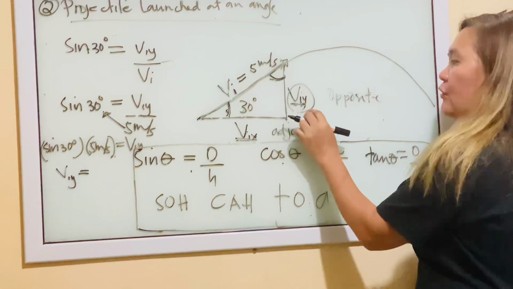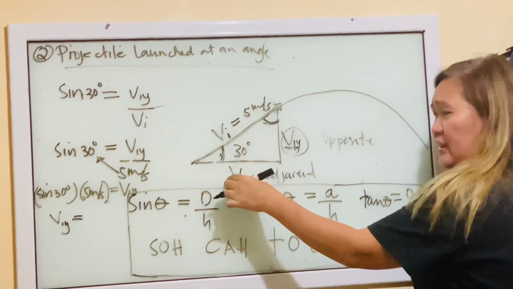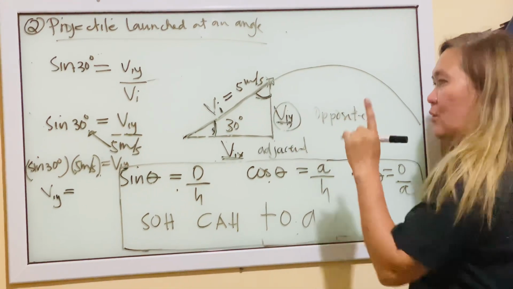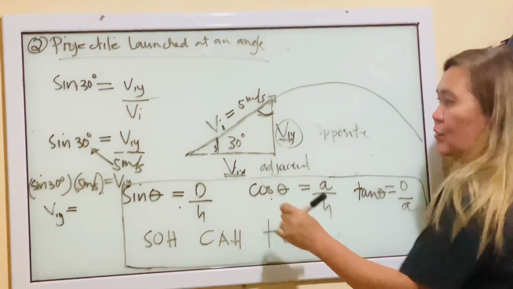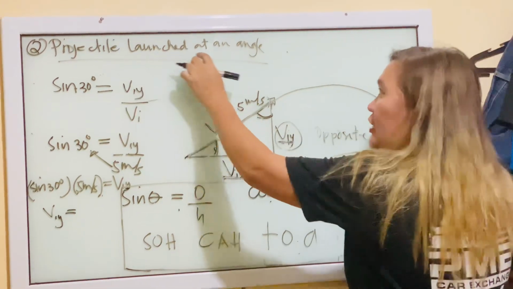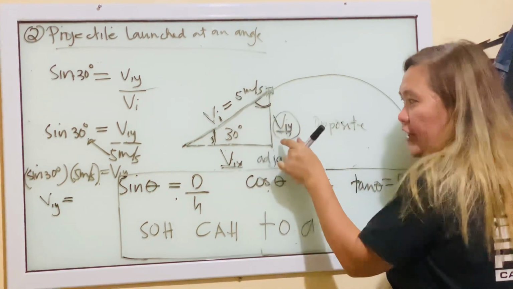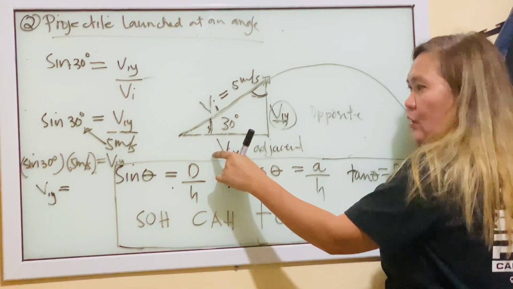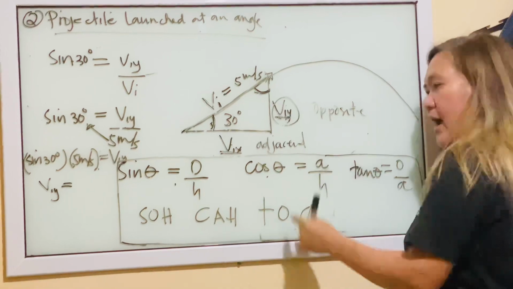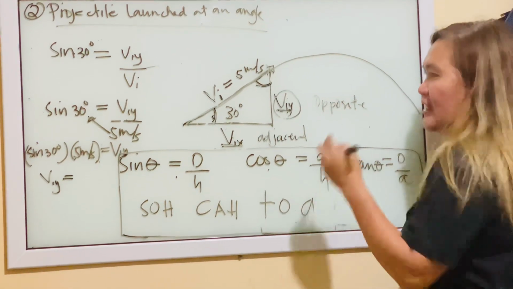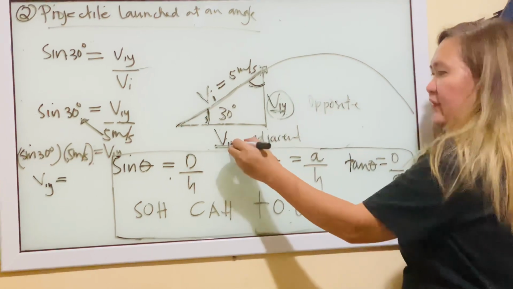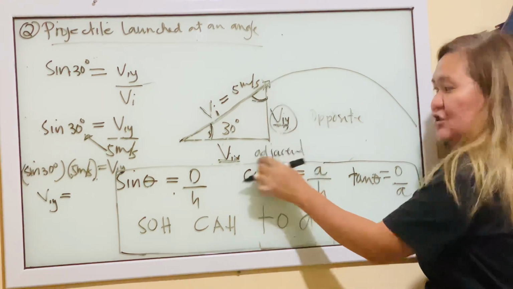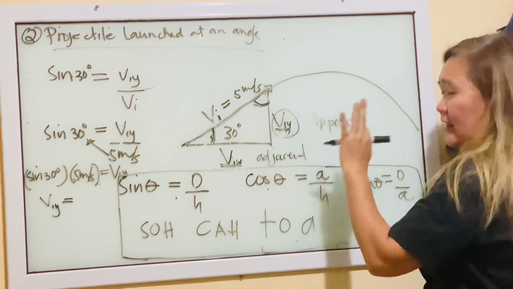Now, why do you need to solve for V sub IY and V sub IX? Because you're going to need this in solving for the next unknown quantities. So, ang unang gagawin ninyo, the first thing that you need to do when you deal with the projectile launch at an angle, do not forget this, that you have to solve for V sub IY and V sub IX. Laging yan ang uunahin ninyo. Whether you solve for D sub IY, DY, or other quantities, you have to start with your V sub IY and V sub IX. And you can only do that if you identify which one is your opposite and adjacent. Kasi ito yun, tatlong sides yan, okay?